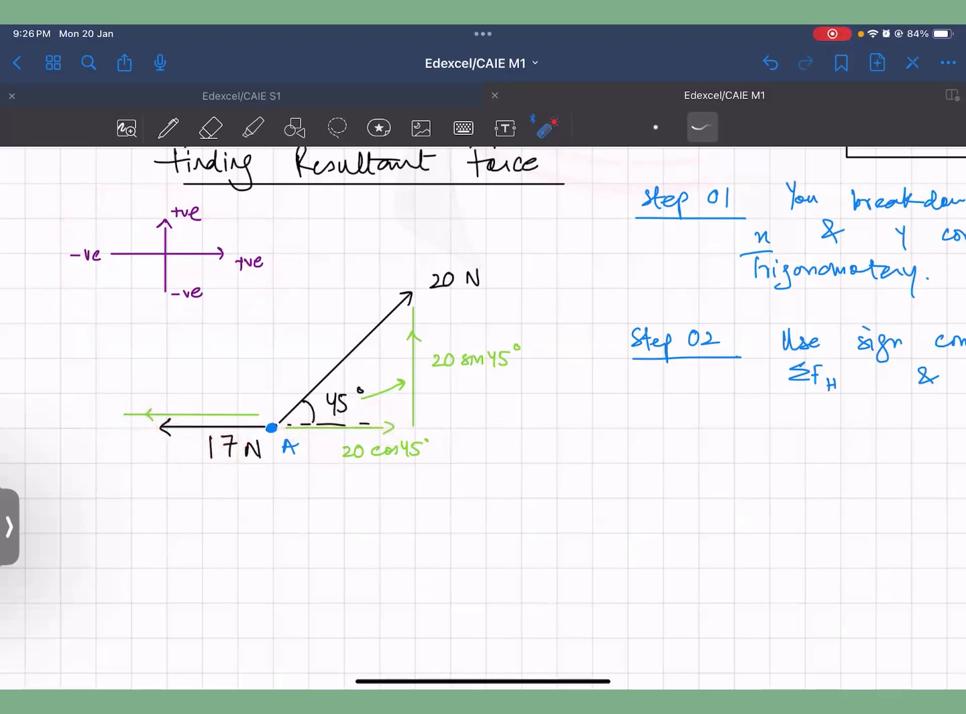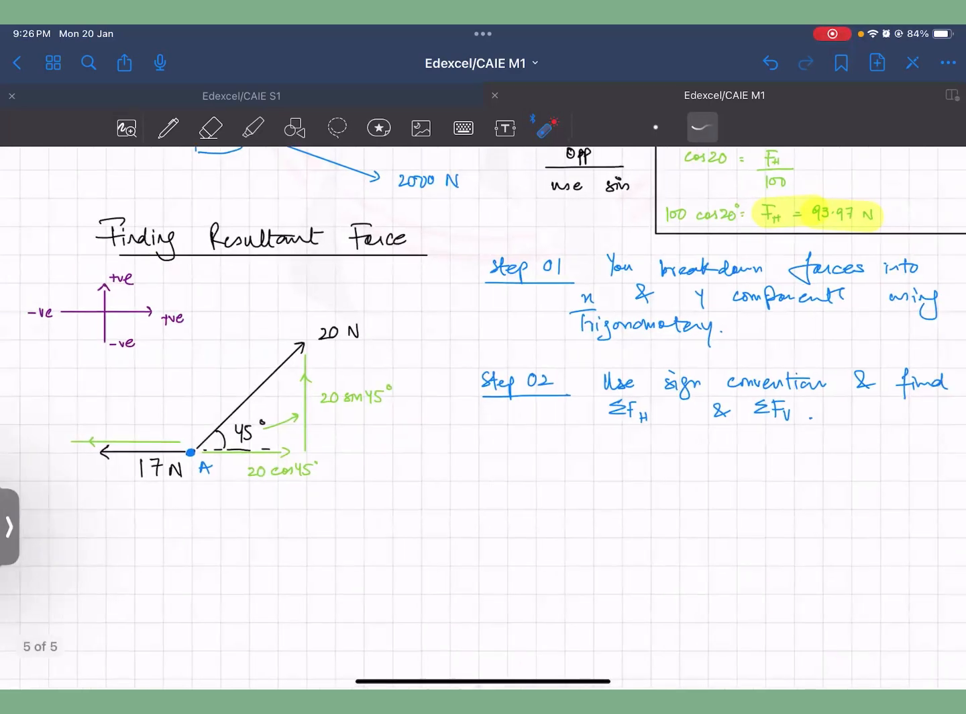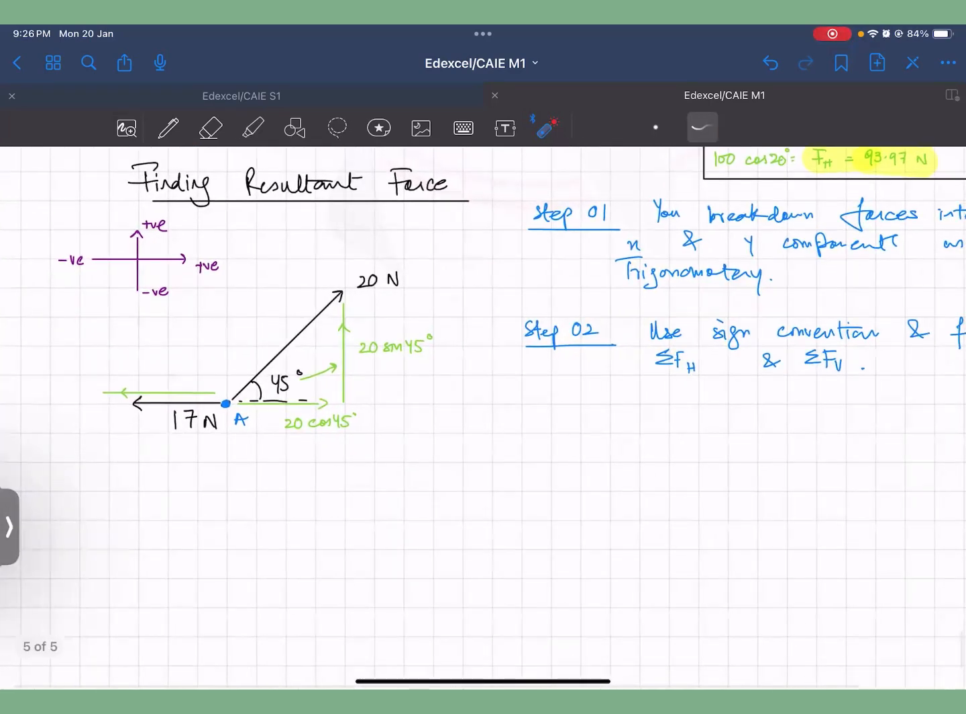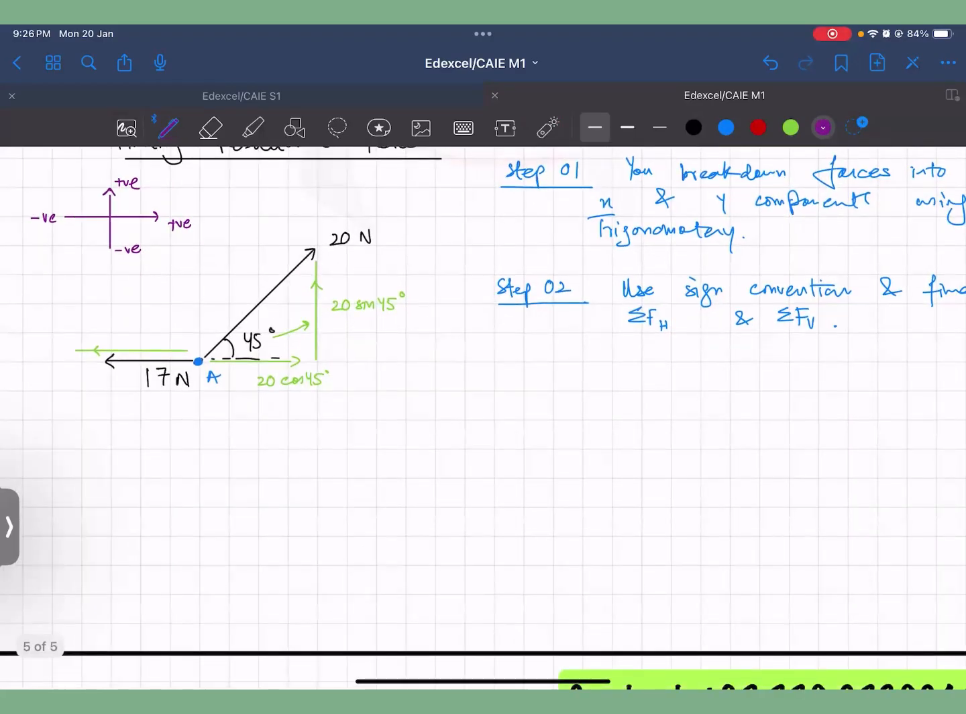This sign convention is up to you, whatever you want to choose. But this is the standardized sign convention, so it's better that you use this. Everything going to the right side is positive, everything to the left side is negative, everything going up is positive, and everything going down is negative. So I will use the minus and plus according to the direction they're going in.